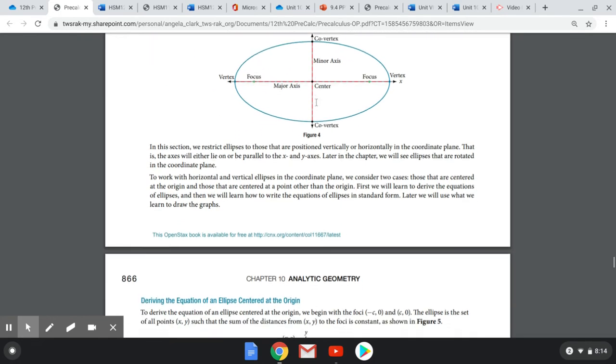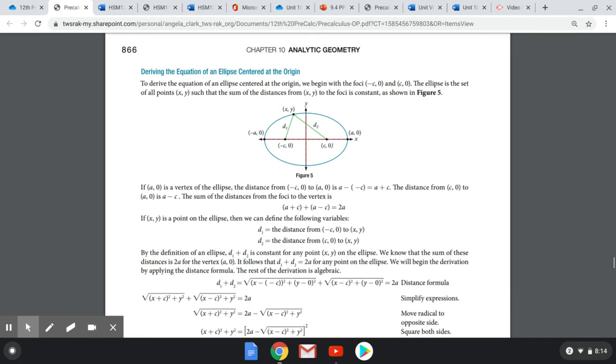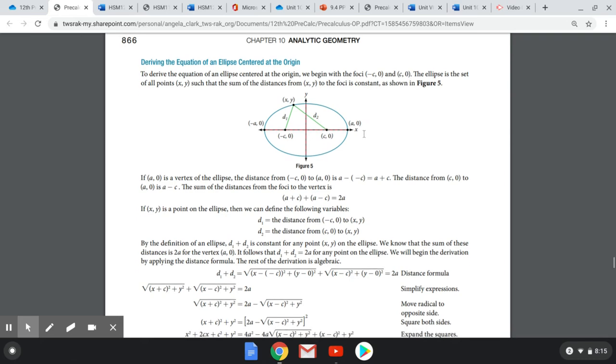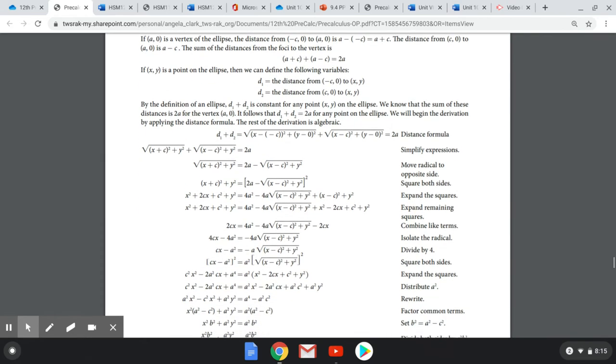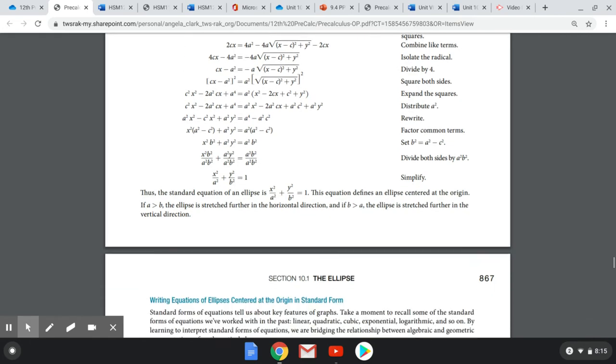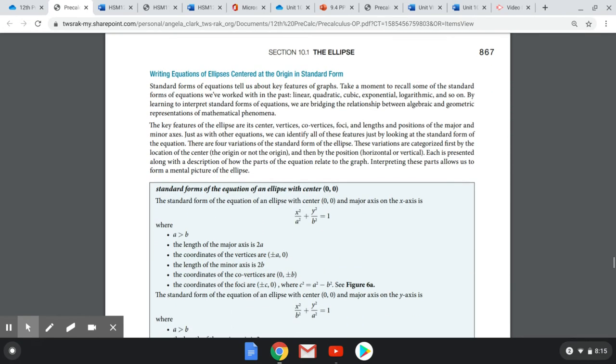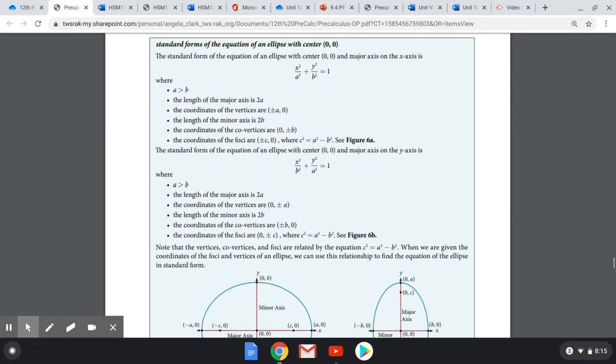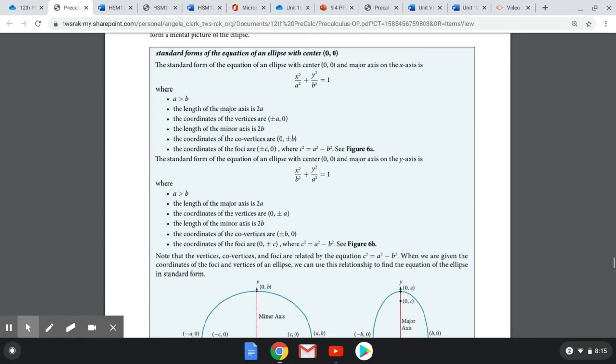And then these are the pieces that we're going to be using. This shows that same thing, distance 1 and distance 2. If I add those together, I'm always going to get the same thing. Your book has a derivation of the formula for an ellipse. I'm not going to go through that, but I want to talk about the formula.